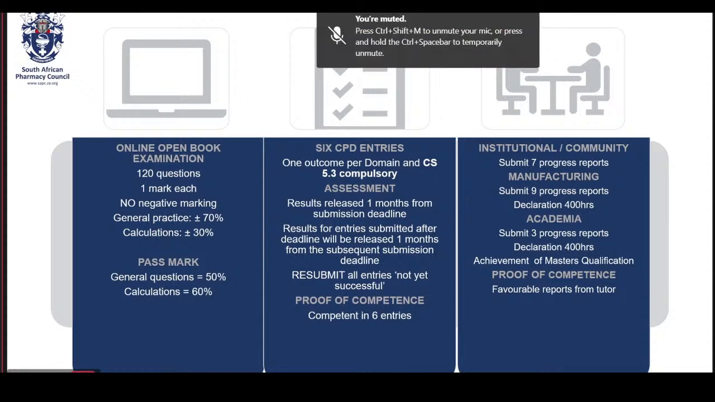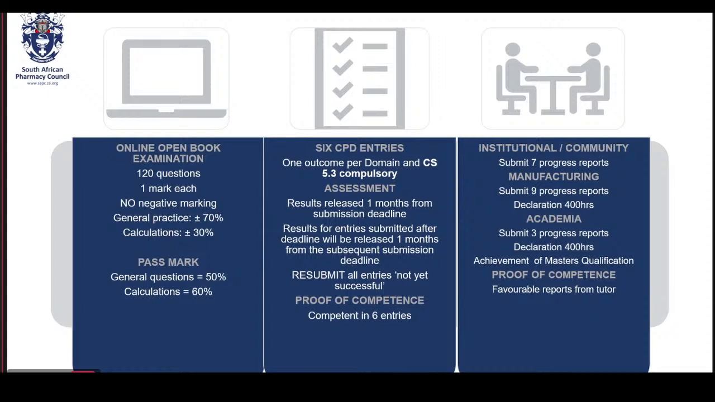And then again, it's important to note that the results are released 1 month from submission deadlines, and the results for entries that were submitted after the deadlines will be released 1 month later with the subsequent submission deadlines. And all CPD entries that were assessed as not yet successful should be resubmitted as well in line with the deadlines. So the deadlines are provided in your manuals. It's important to take note of them, because that is what will guide you as you are submitting the CPD entries.